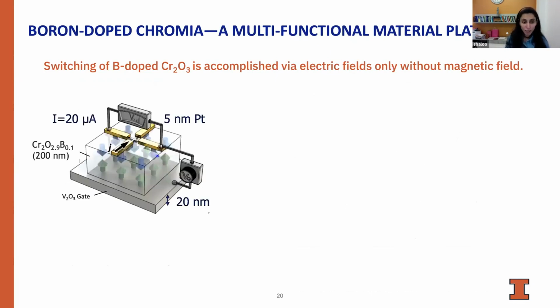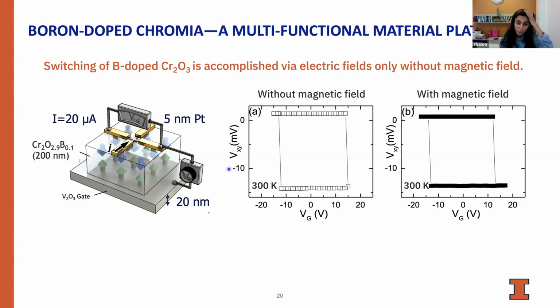So this is a cartoon of the fabricated device. This is a 200 nanometer thick sample. On the bottom, the gate is vanadium oxide, and then they have this Hall cross sitting on top, and they detect the transverse voltage in response to this in-plane current. Here I'm showing you the hysteresis loops as a function of the gate voltage without the magnetic field and with the magnetic field. What they find is that the magnetic field has no impact on this voltage-controlled transition, which is also very sharp, and it does resemble deterministic switching.